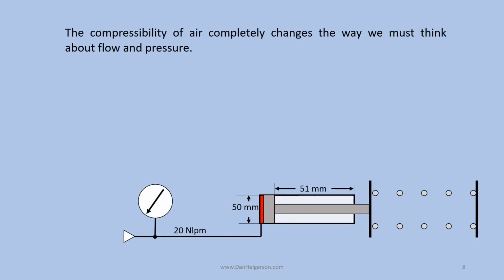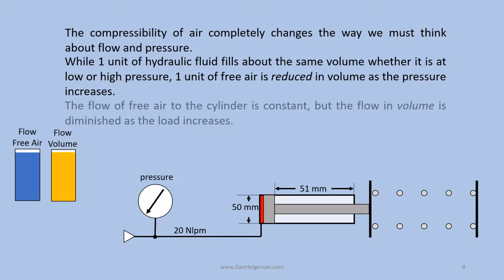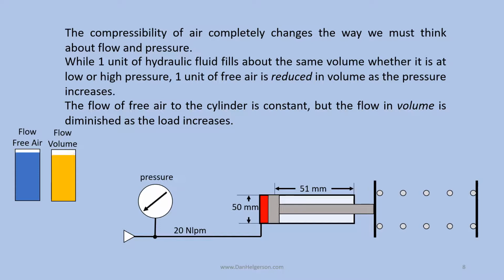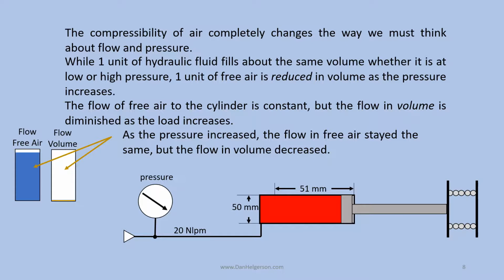The compressibility of air completely changes the way we must think about flow and pressure. While 1 unit of hydraulic fluid fills about the same volume whether it is at a low or a high pressure, 1 unit of free air is reduced in volume as the pressure increases. The flow of free air to the cylinder is constant, but the flow in volume is diminished as the load increases. As the pressure increased, the flow in free air stayed the same, but the flow in volume decreased.